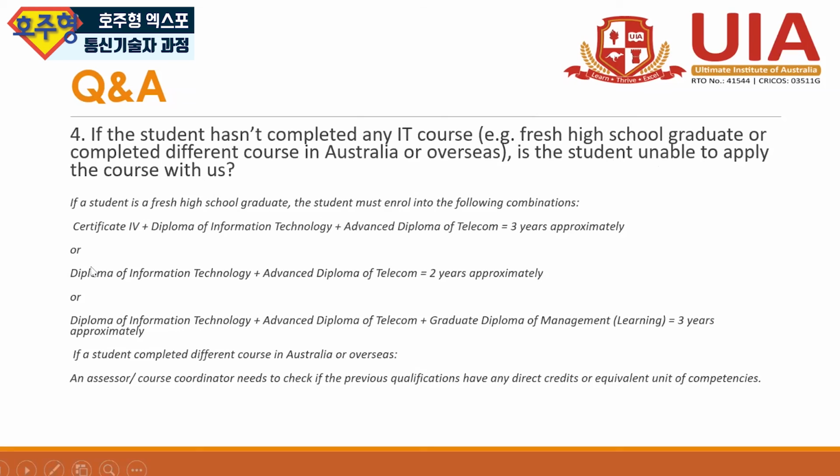These days everybody knows some technical terms. What are mobile applications? What is a server? If you have a little bit of awareness, then you can directly enroll into the diploma of IT and advanced diploma of telecom. In this case, it is approximately 2 years. And this is another pathway. If you wish to go for the graduate diploma of management learning, that is a postgraduate qualification, it takes another year, so that is altogether 3 years.